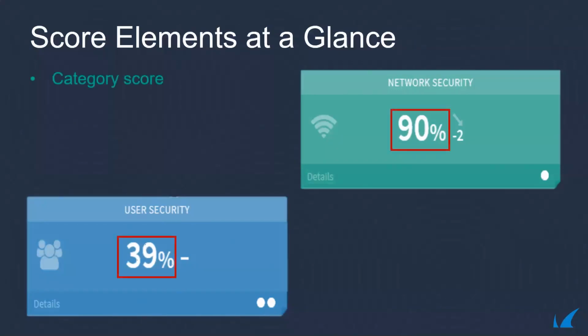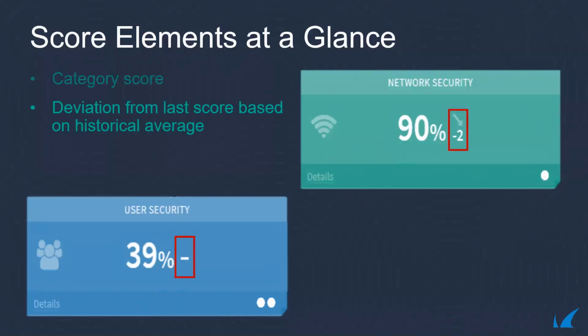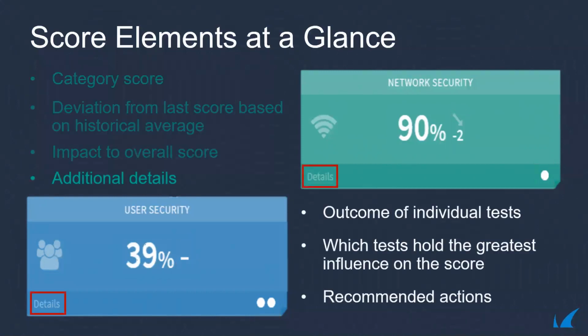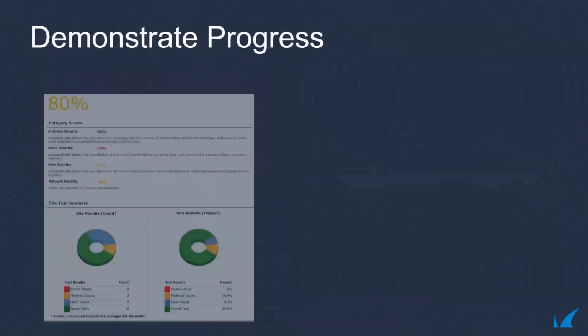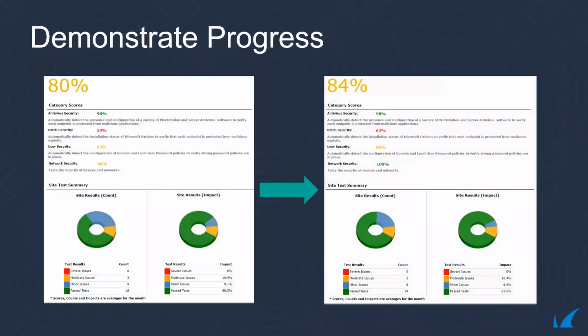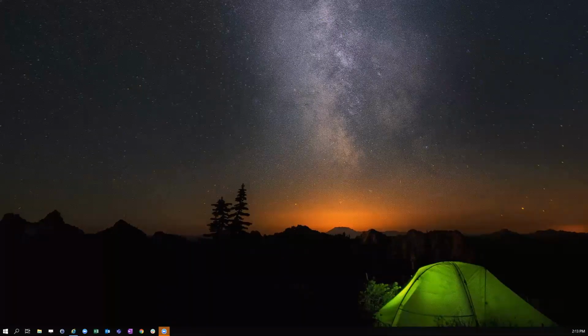A little bit of the score elements at a glance. We have obviously the large percentage, which is the category score. This is a weighted average across all of the verification checks. And then we have a deviation score, which shows the up or down or change in the historical average for that category. And then we have the impact to the overall score, which is brought on by the details, showing an outcome of individual tests, which hold the greatest influence, and then some recommended actions.